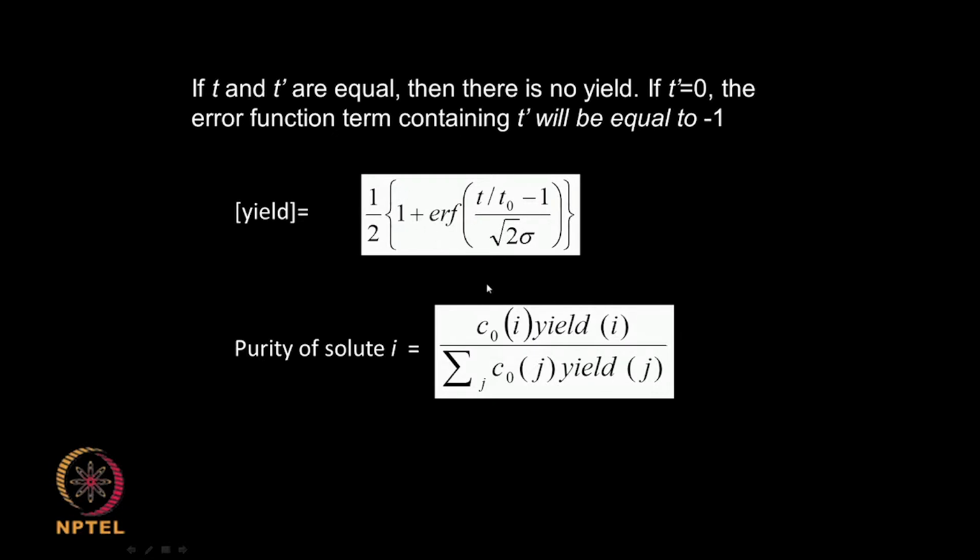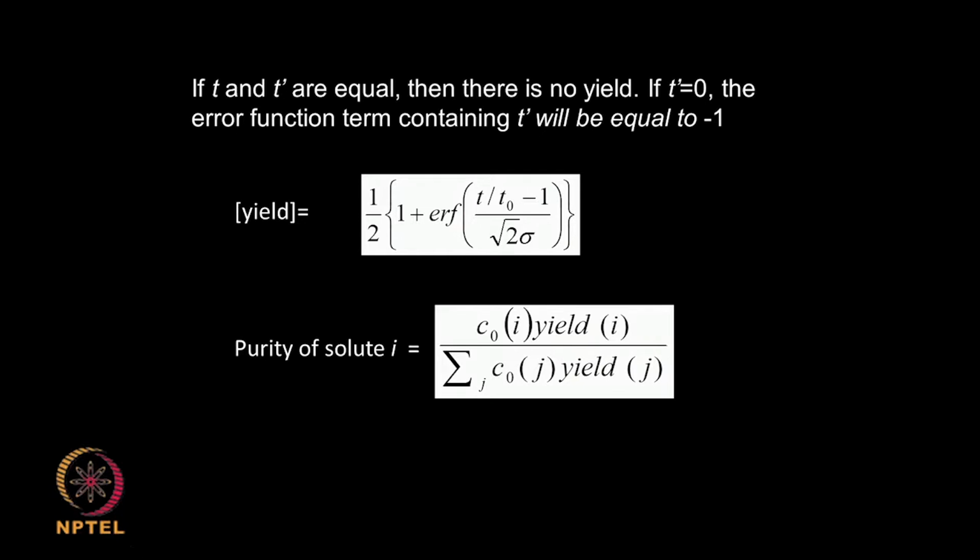So, if there are many solutes like I, J, K and so on, then of course the purity of solute I will be C naught of I into yield divided by the summation of C naught of J into yield. Okay. So, there could be many solutes available. If there are 3 solutes, you will have 3 terms in the denominator for the purity. It is obvious, right.